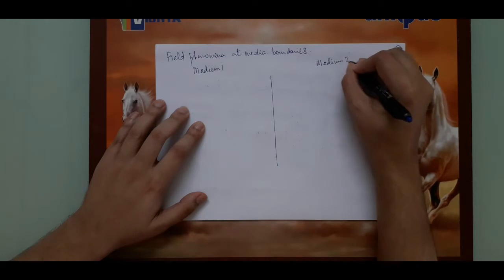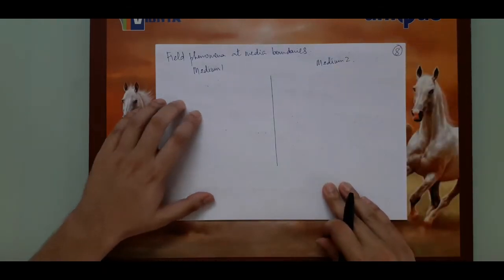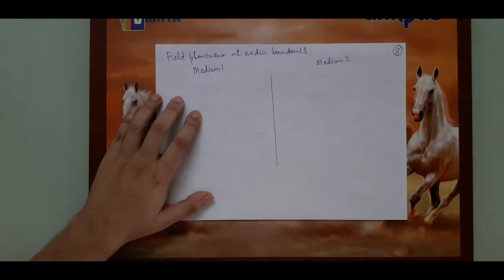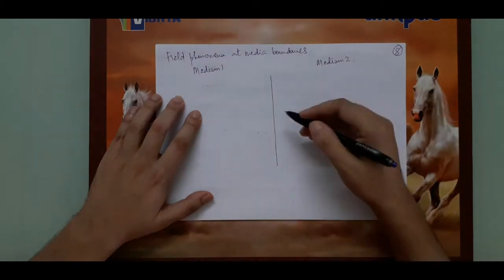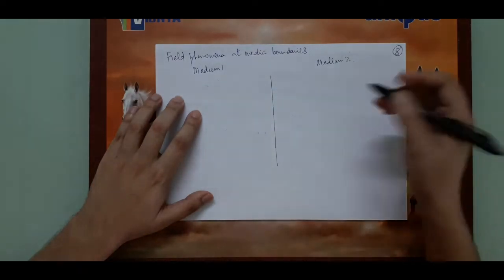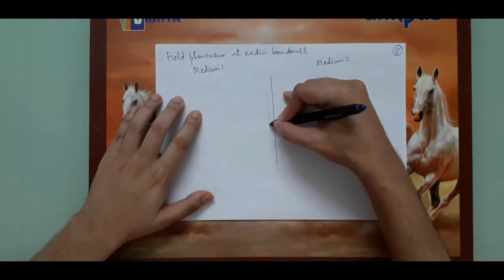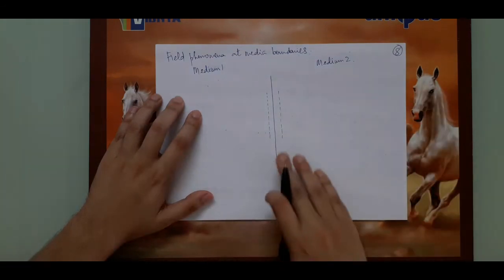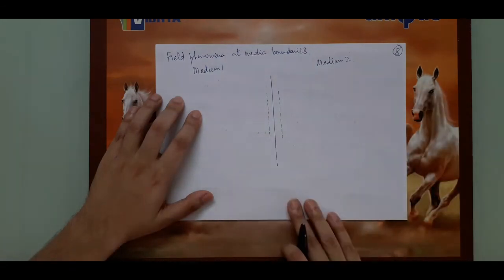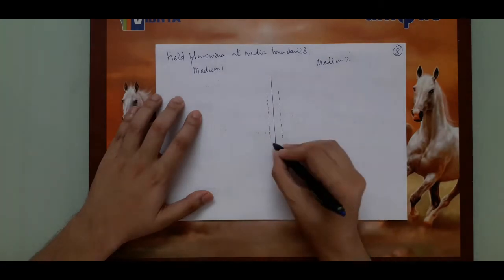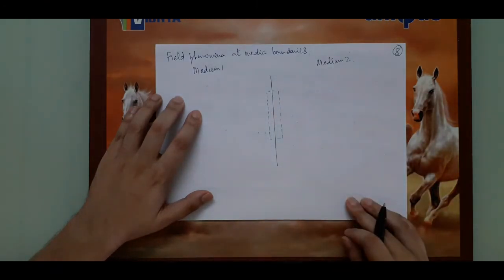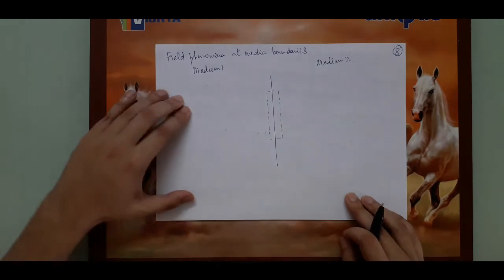Just like how we defined a small depth d into either media, let us do the same thing over here. On either side, let us consider only a small depth. Let us draw a rectangular section where we are interested to see how the fields are changing.